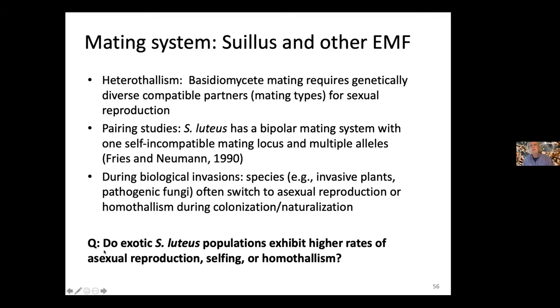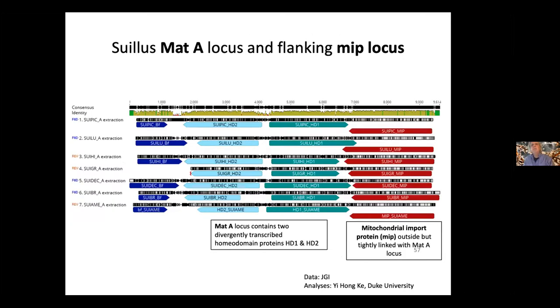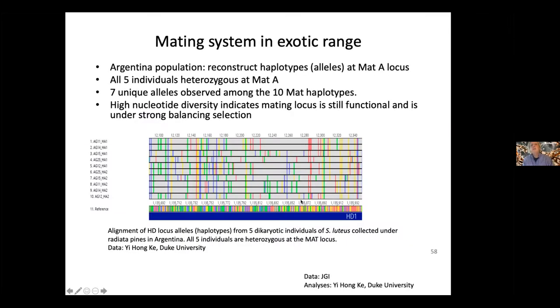Okay, so we looked at the mating genes. And we want to ask, does Suillus luteus exhibit higher rates of selfing or other types of asexual-like reproduction? So Yihong has been looking at the mating alleles at the HD locus, which is the MAT-A locus in Suillus. And when we compare these genes, he's reconstructed the mating allele haplotypes for several of these populations. And what we see is the same thing. We see lots of diversity. So here are the haplotypes that were reconstructed for five individuals.